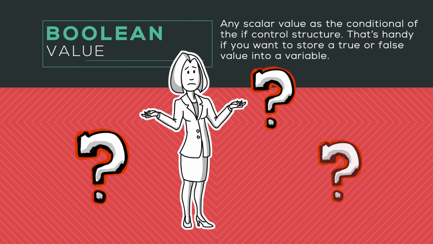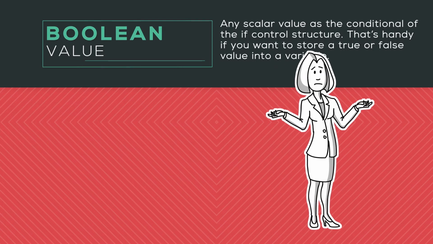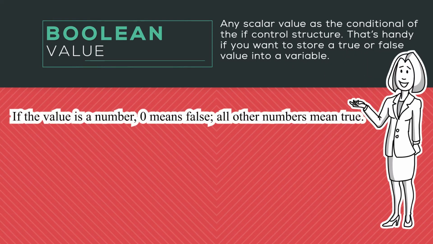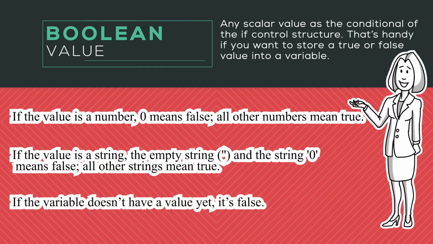But how does Perl decide whether a given value is true or false? Perl doesn't have a separate Boolean data type like some languages have. Instead, it uses a few simple rules. If the value is a number, 0 means false, all other numbers mean true. Otherwise, if the value is a string, the empty string '' and the string '0' mean false, all other strings mean true. If the variable doesn't have a value yet, it's false.